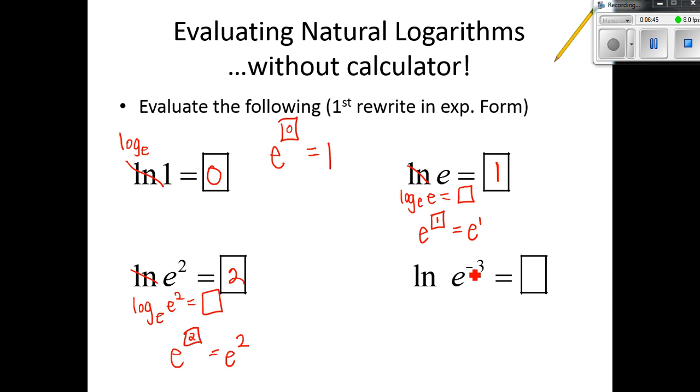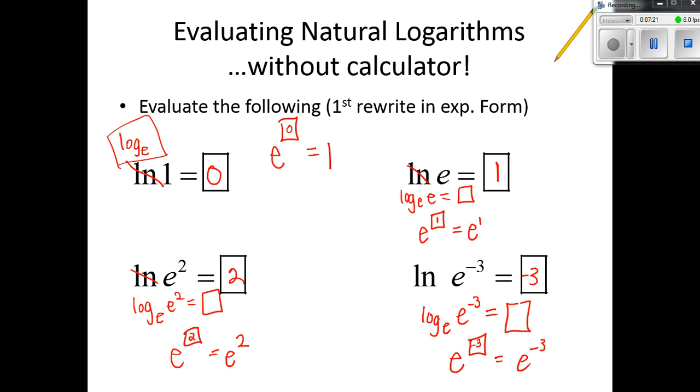The natural log of e to the negative third, or ln of e to the negative third, is the same thing as log base e. E to the negative third equals what? E to what would equal e to the negative third? Well, in order for both of these to be the same, it would have to be negative 3. Okay, so knowing that ln is the same as saying log base e, we can do the exact same thing we have been working with.